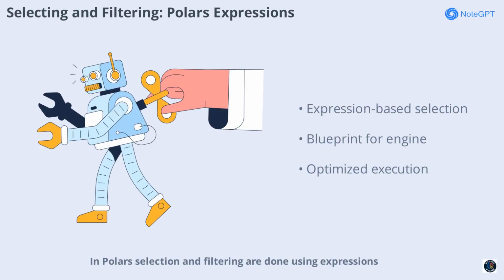In Polars, selection and filtering are done using expressions. These are not executed immediately but instead become part of the query plan. For example, you can select columns and filter rows using Polars expressions, which act as blueprints for the engine.